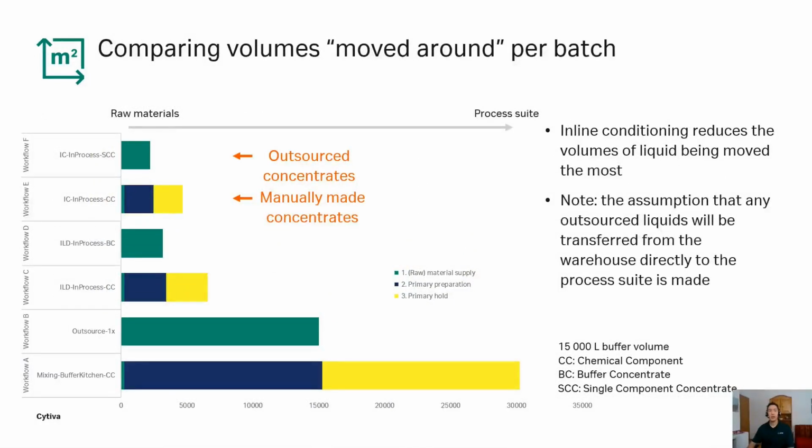This slide shows a comparison of the volumes being moved around for the 15,000 liter simulation, when space would likely start being considered an issue at the scale. Here, it shows a case being made for hardware-based buffer management strategies. Further to this, at these volumes, inline conditioning coupled with outsourced single component stock concentrates seem to reduce the volumes of liquid being moved around the most.